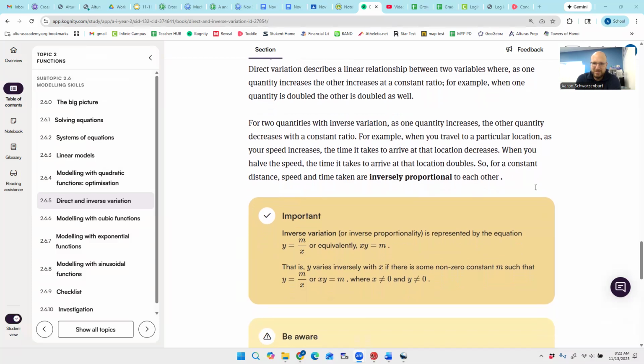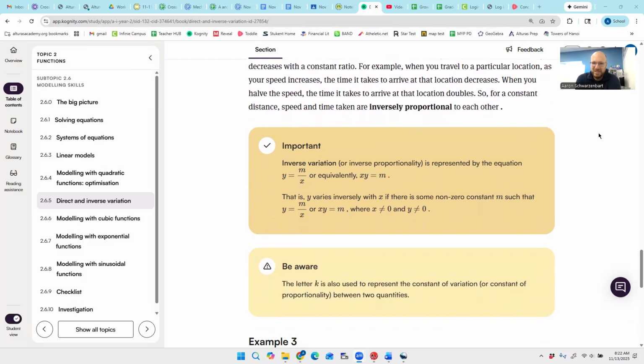Okay, so we talked about inverse already. One of the keys to inverse is that x and y are never 0. Because obviously we can't divide by 0, and you can never equal a constant that's not 0 unless your constant is 0.